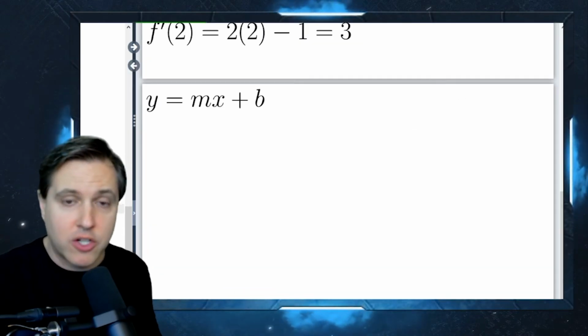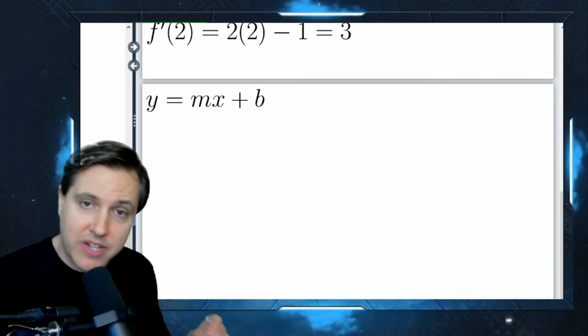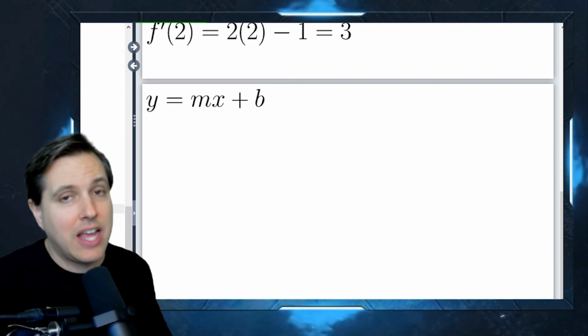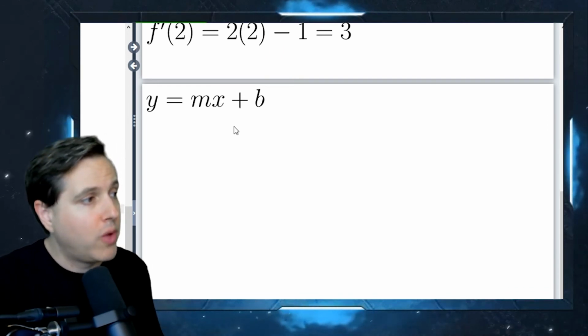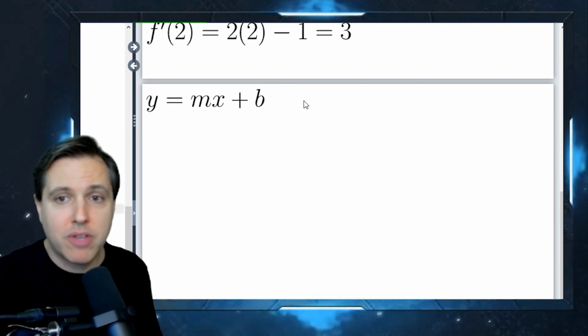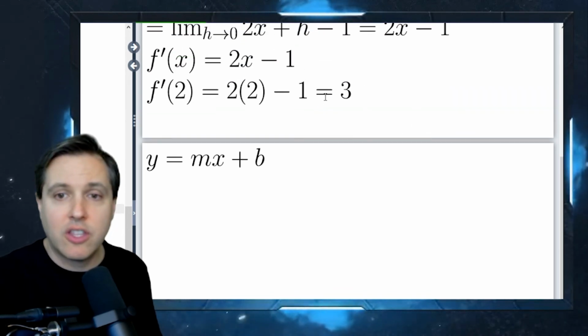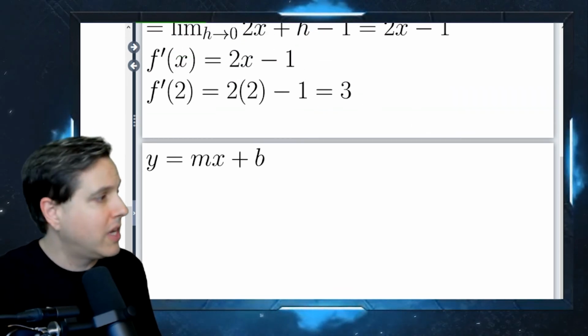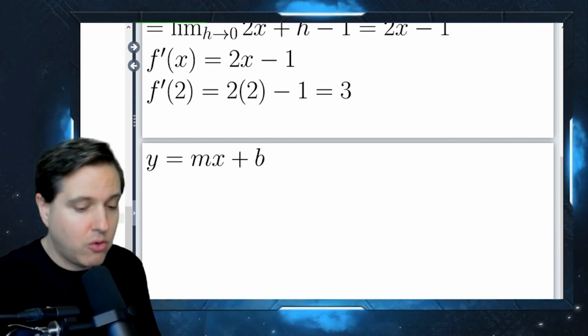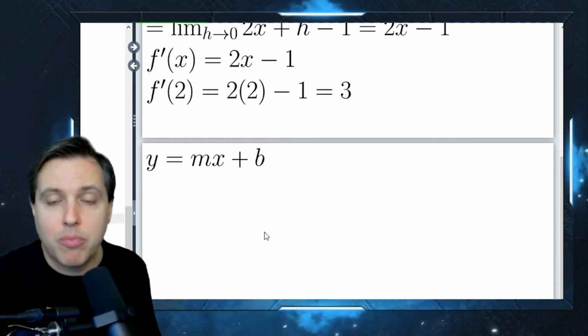Okay, so how do we finish this problem off? Well, we're looking for the slope of a tangent line, and a tangent line is a line. Therefore, we can write it in the form y equals mx plus b, and we just saw from the previous problem, we calculated that the slope we care about is 3, so let's go ahead and plug that value in, right? And that's half the problem, right?